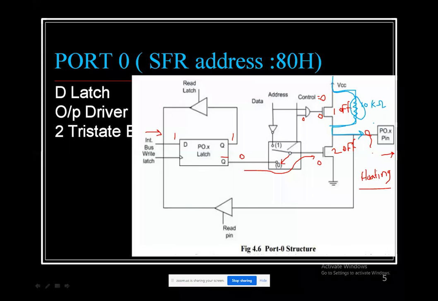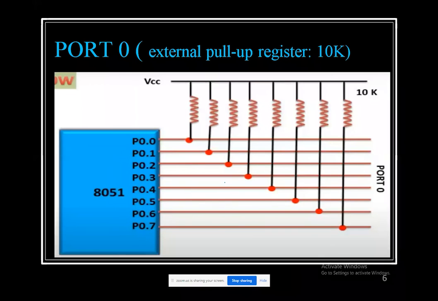So VCC will reach the output, meaning 1, and whatever is given as 1 will reach the output. So this is the need of a pull-up resistor in this port 0. And if we go to the next slide, this is what has been shown.